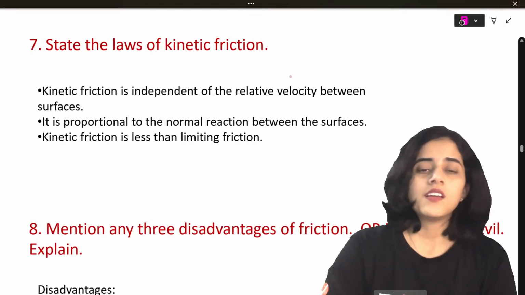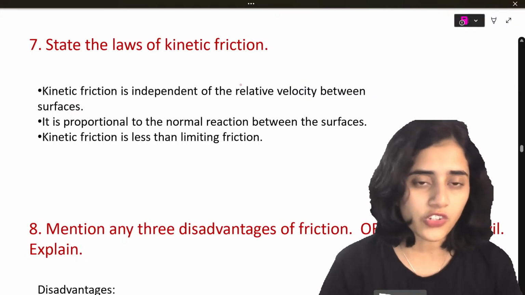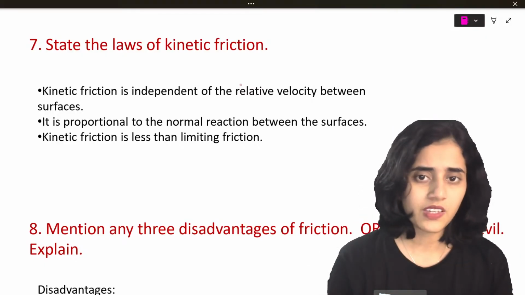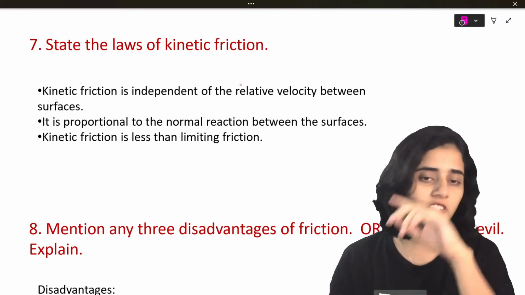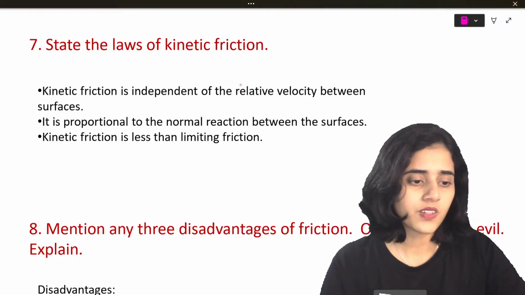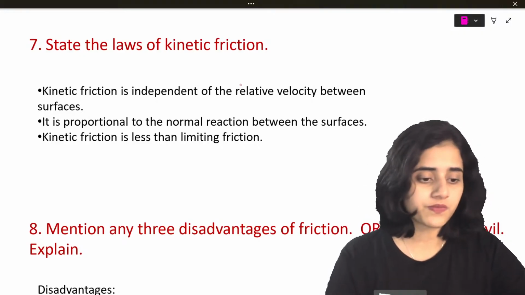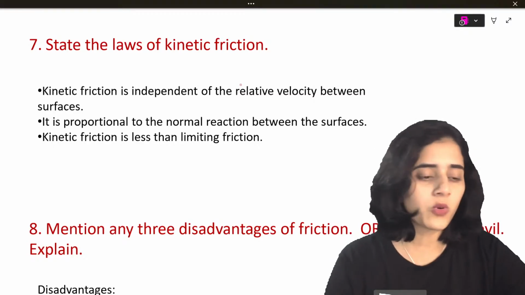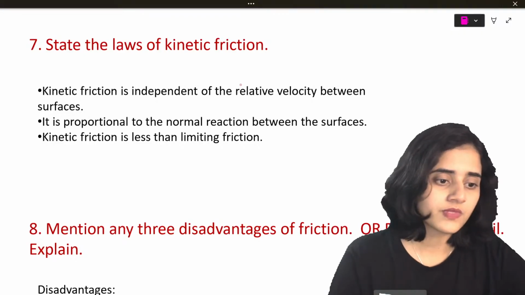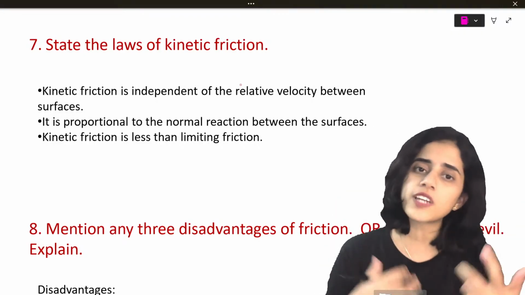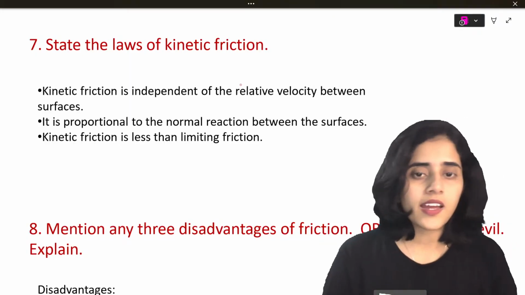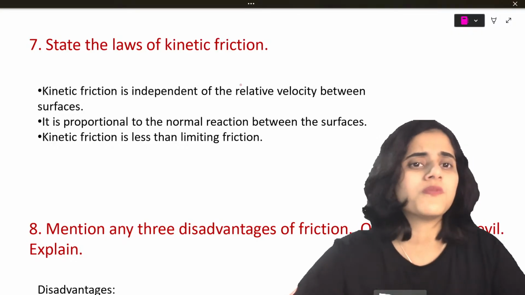Next question. State the laws of kinetic friction. Kinetic friction is independent of the velocity. It is also proportional to normal reaction and it is less than limiting friction. So what is kinetic friction? Limiting friction is before it moves. Kinetic friction is the friction when a body moves. And that's all that you need to know.